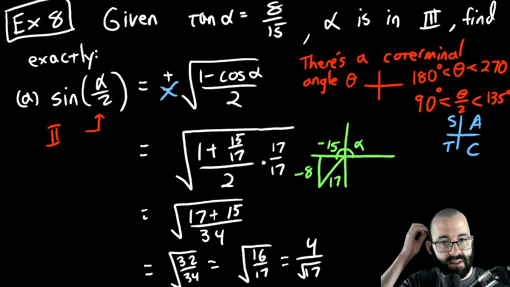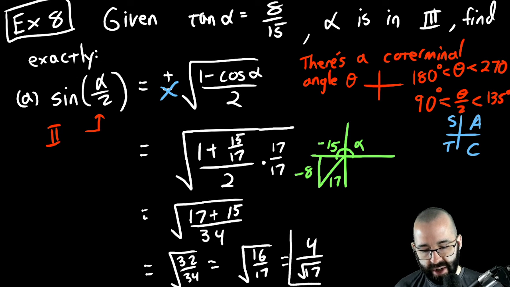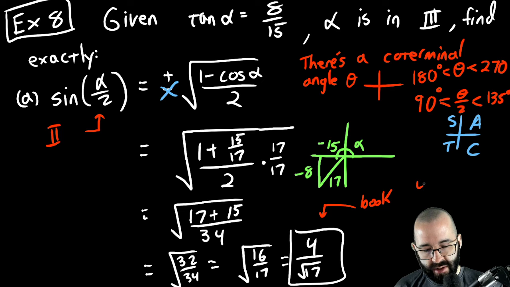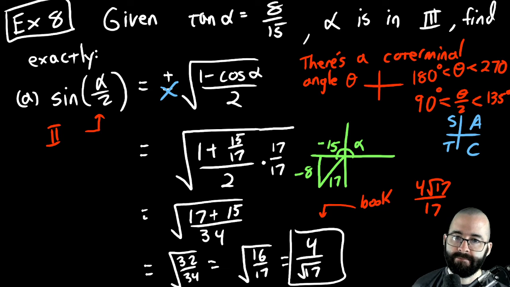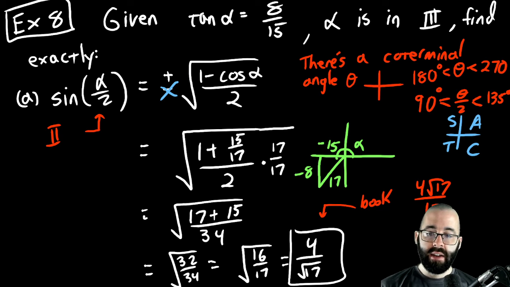All right, so this is A-OK. I don't need you to rationalize the denominator. But the book would rationalize the denominator. And the book would give you an answer of 4 root 17 over 17. So be aware of that when you're checking your answers. And again, I said we can check our answer for this one as well.